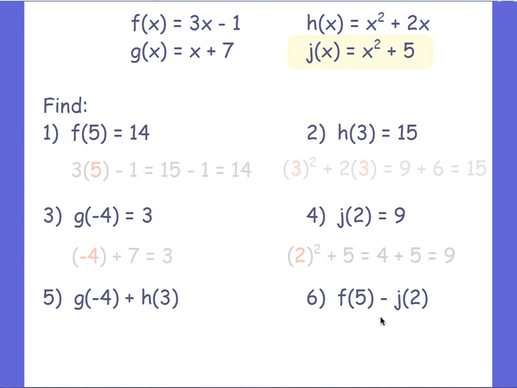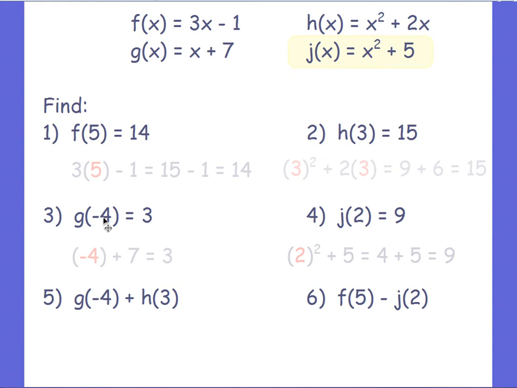Now, down on numbers 5 and 6, it asks us to do a couple of function operations. It's asking us to add 2 evaluated functions together on number 5 and to subtract function j of 2 from function f of 5. We've actually already evaluated the functions in question, and that's what needs to be done first. I need to know what g of -4 is and what h of 3 is before I can add them together. So when you see function operations this way, evaluate the 2 functions first. Then you can add them together.